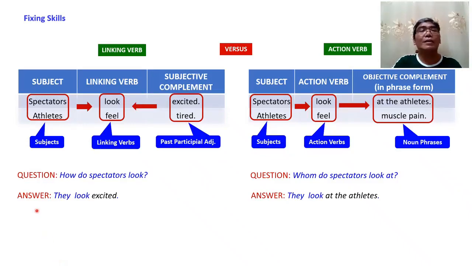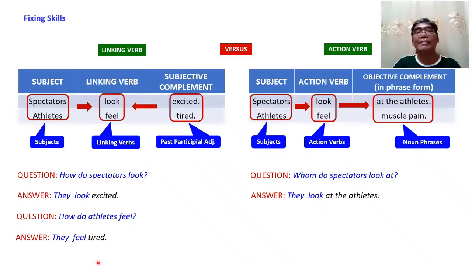Let us proceed to the second sentence at your left side. Athletes feel tired. This sentence can be formulated into question, how do athletes feel? And this question is answered with the sentence, they feel tired. Let us have the last sentence at the right side. Athletes feel muscle pain. This sentence can be formulated into question, what do athletes feel? And this question is answered with the statement, they feel muscle pain.